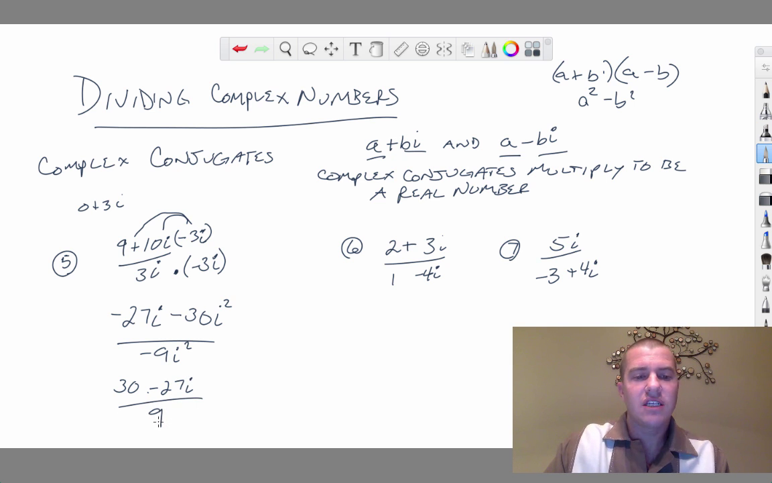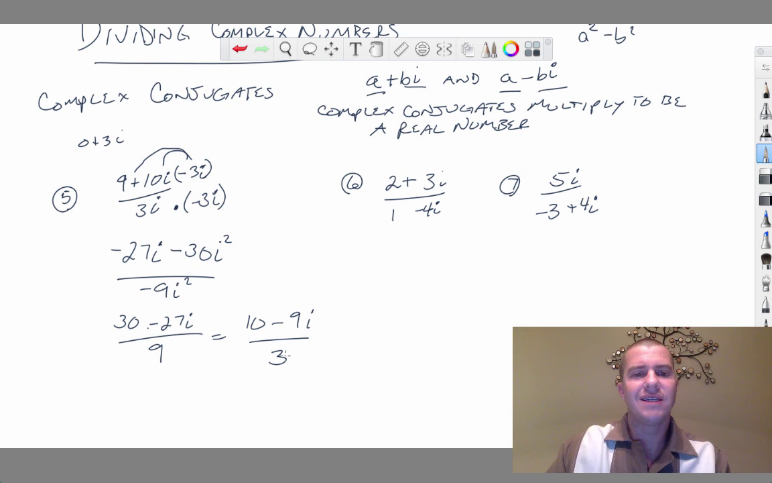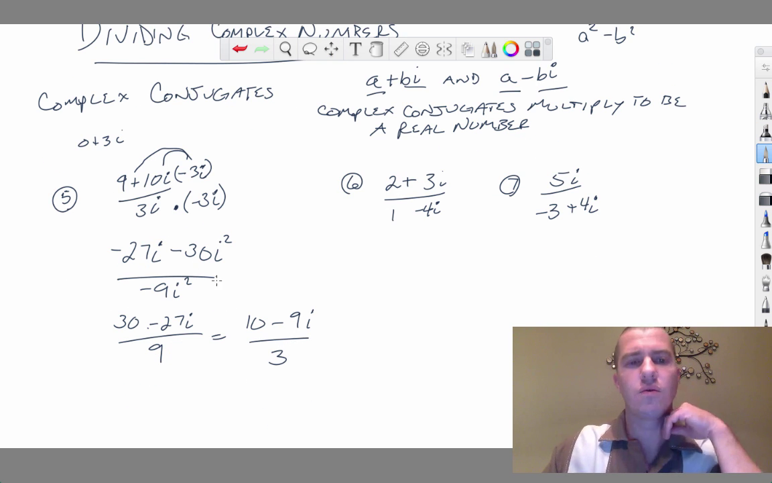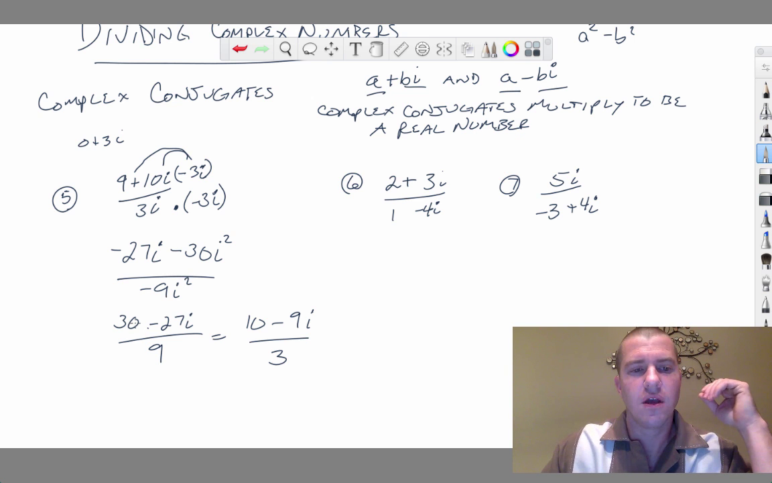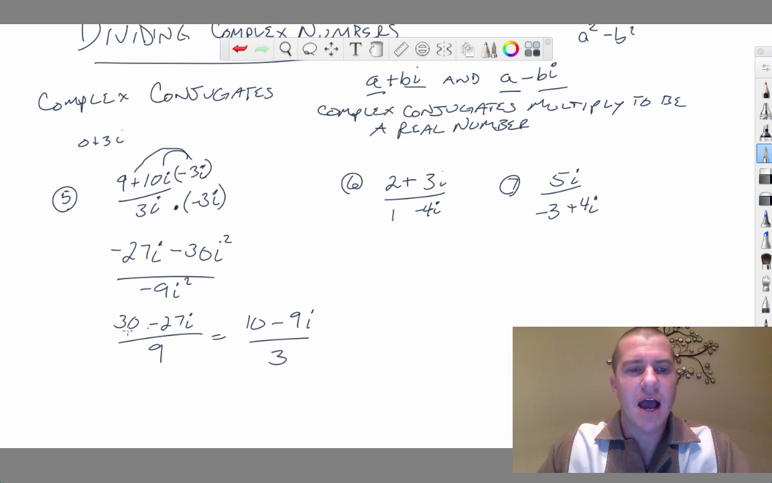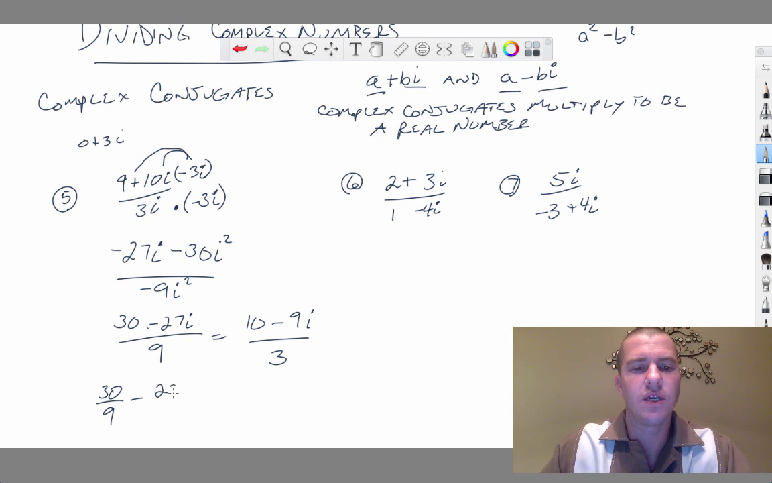And now what I can do actually is simplify. They all can reduce by 3, so I get 10 minus 9i all over 3. If you wanted to simplify this more, I'm okay to simplify just looking at all three parts and what goes into every part, because you have to understand that this is 30 over 9 minus 27i over 9. This would be another way to write this same fraction.